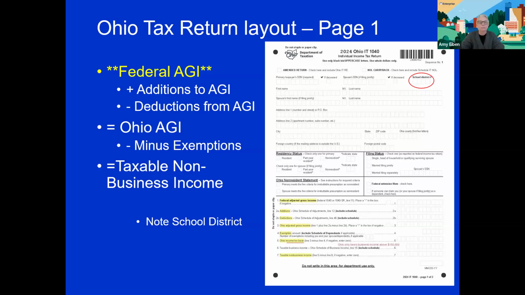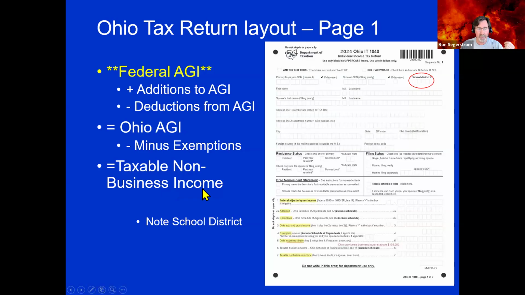Okay, so let's see. You get Ohio AGI, you subtract any exemptions to get taxable non-business income. There's a line at the bottom, taxable business income, but Ohio doesn't tax business income below $250,000 single or married filing jointly. Only for married filing separately, it's cut in half.